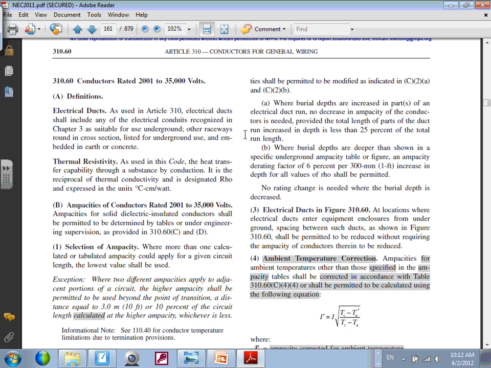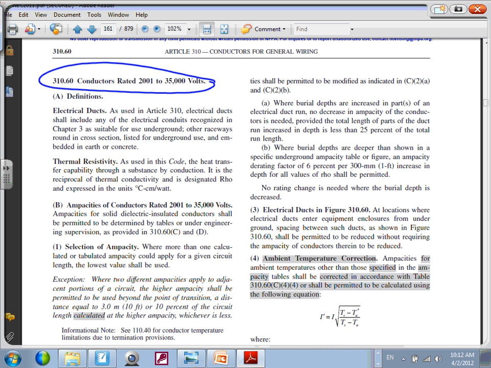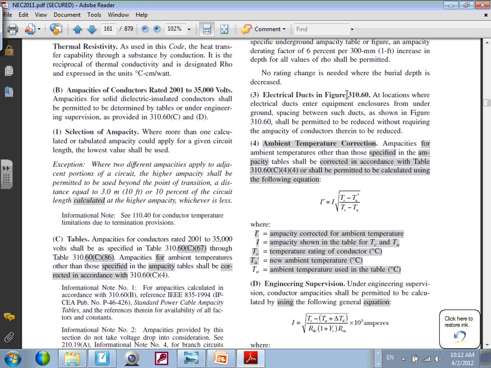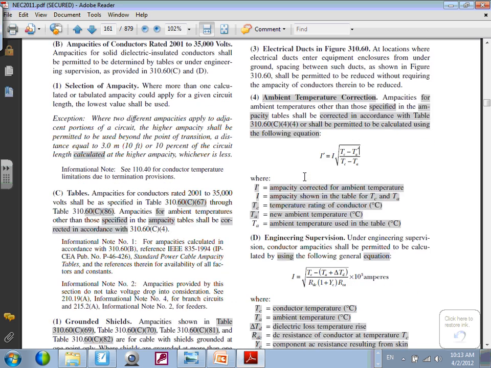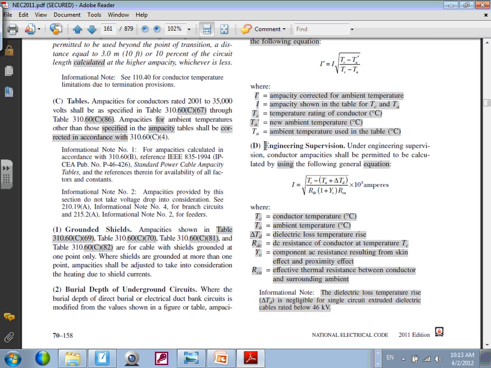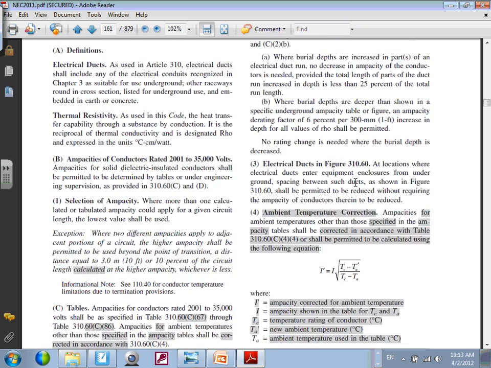High voltage table, guys, starts right here. Very few of you probably will deal with them. More than 2,000 volts, 2001 up to 35 kV. Look what they're telling you, guys. A few things. Number one, you can derate temperature based on engineering. You have a temperature table here for you. Or you can do the sizing based on engineering calculation, no problem. Can you guys see that? Engineering calculation.